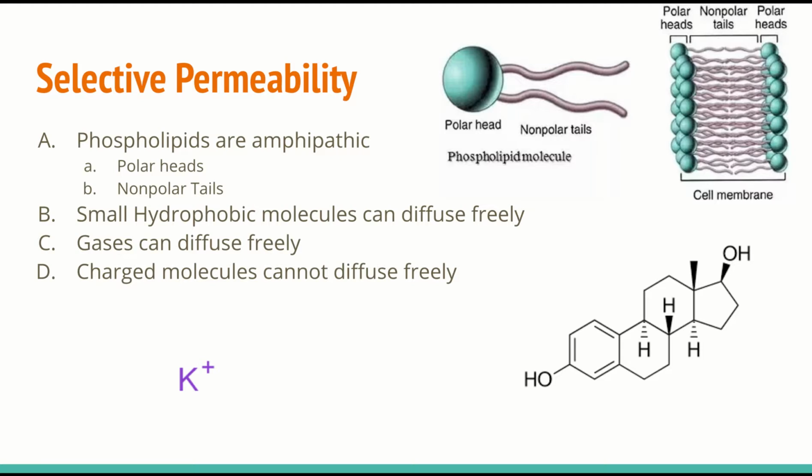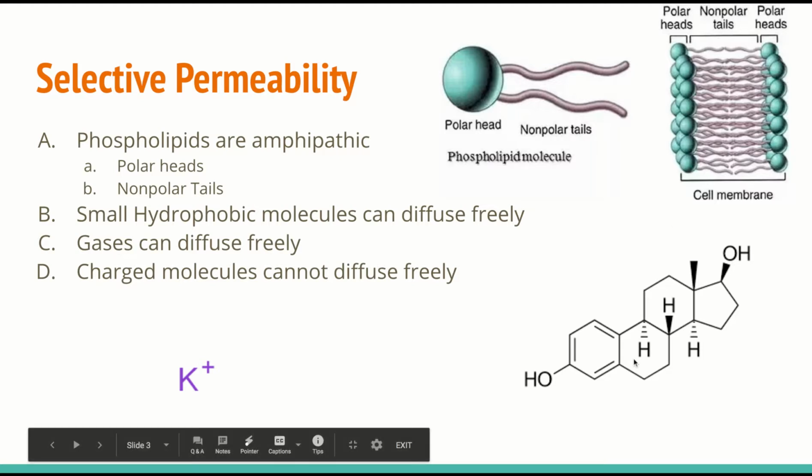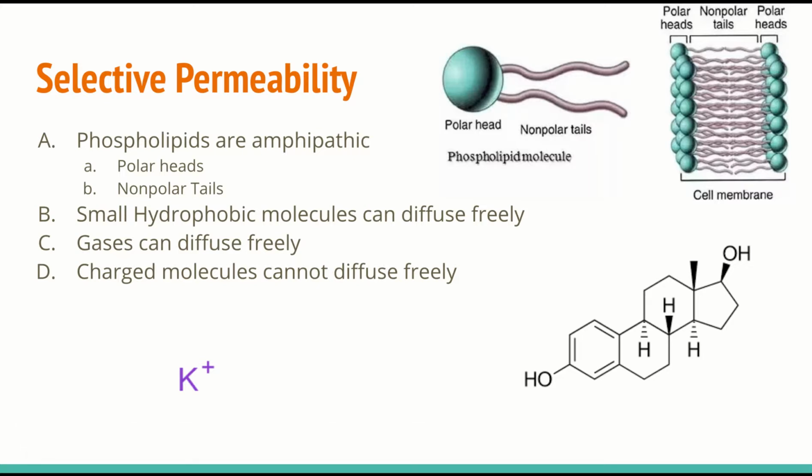One example would be estrogen, shown here. This is a nonpolar molecule, so it is able to diffuse across. Gases are also able to diffuse across freely, such as when oxygen is released from the hemoglobin and goes into the cell.